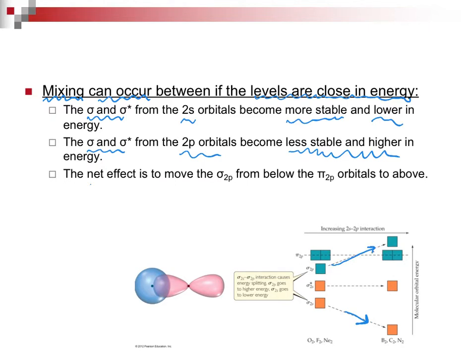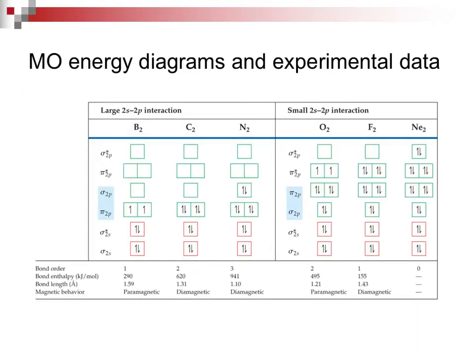The net effect is to move the sigma 2p from below the pi 2p to above the pi 2p. And again, it's going to depend on what diatomic molecule we're talking about. So what I have here is the table from your textbook. I encourage you to utilize this table as you are working problems. And you really need to work problems because it's not just enough to know these facts, you must know how to apply them. You know, what's really important is this magnetic behavior.